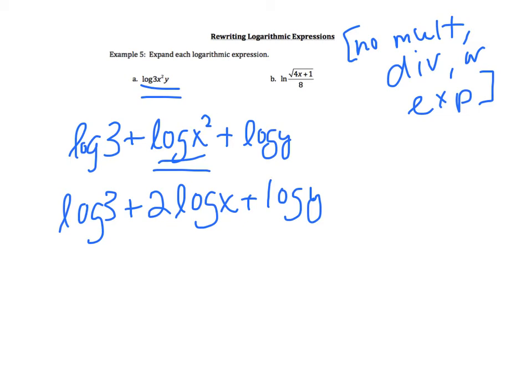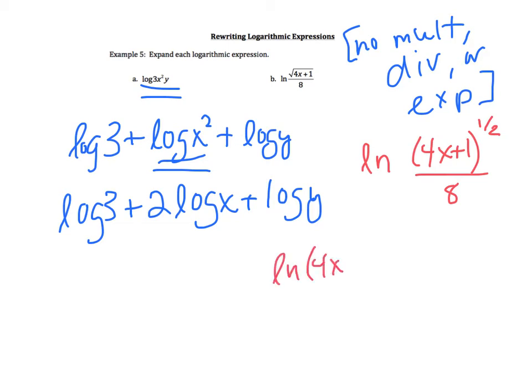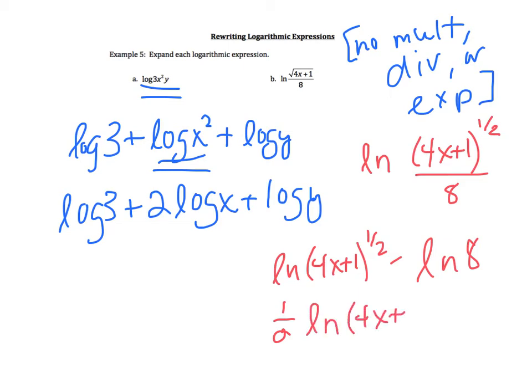All right, over here in b, first thing I'm going to do is take my radical and turn it into a rational exponent. So I'm going to make this 4x plus 1 to the 1/2 power over 8. And then I'm going to turn my division into subtraction. So I'm going to wind up with ln of 4x plus 1 to the 1/2 minus ln 8. And then I'm going to take my power and turn it into multiplication. So that's a 1/2 if you can't tell. And then ln of 4x plus 1 minus ln 8.